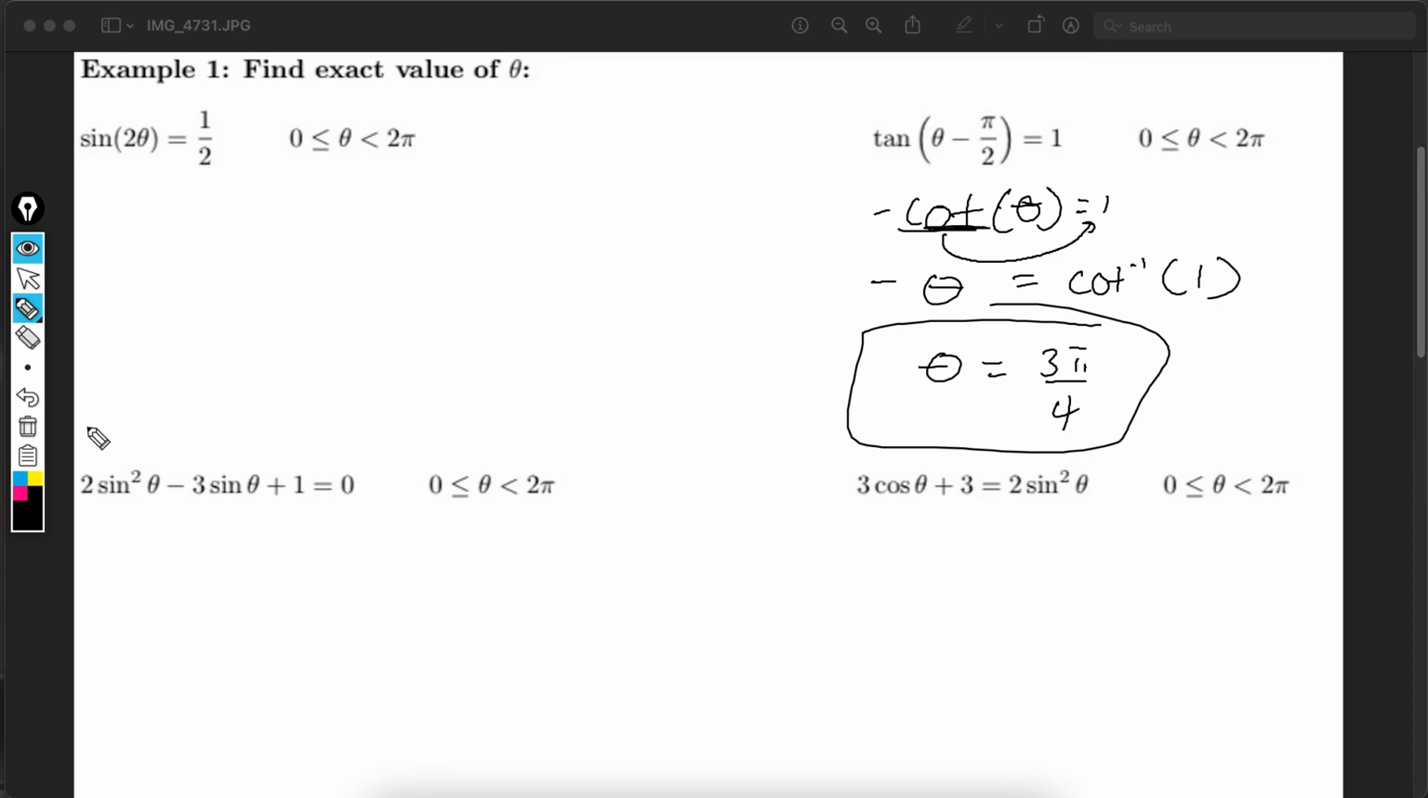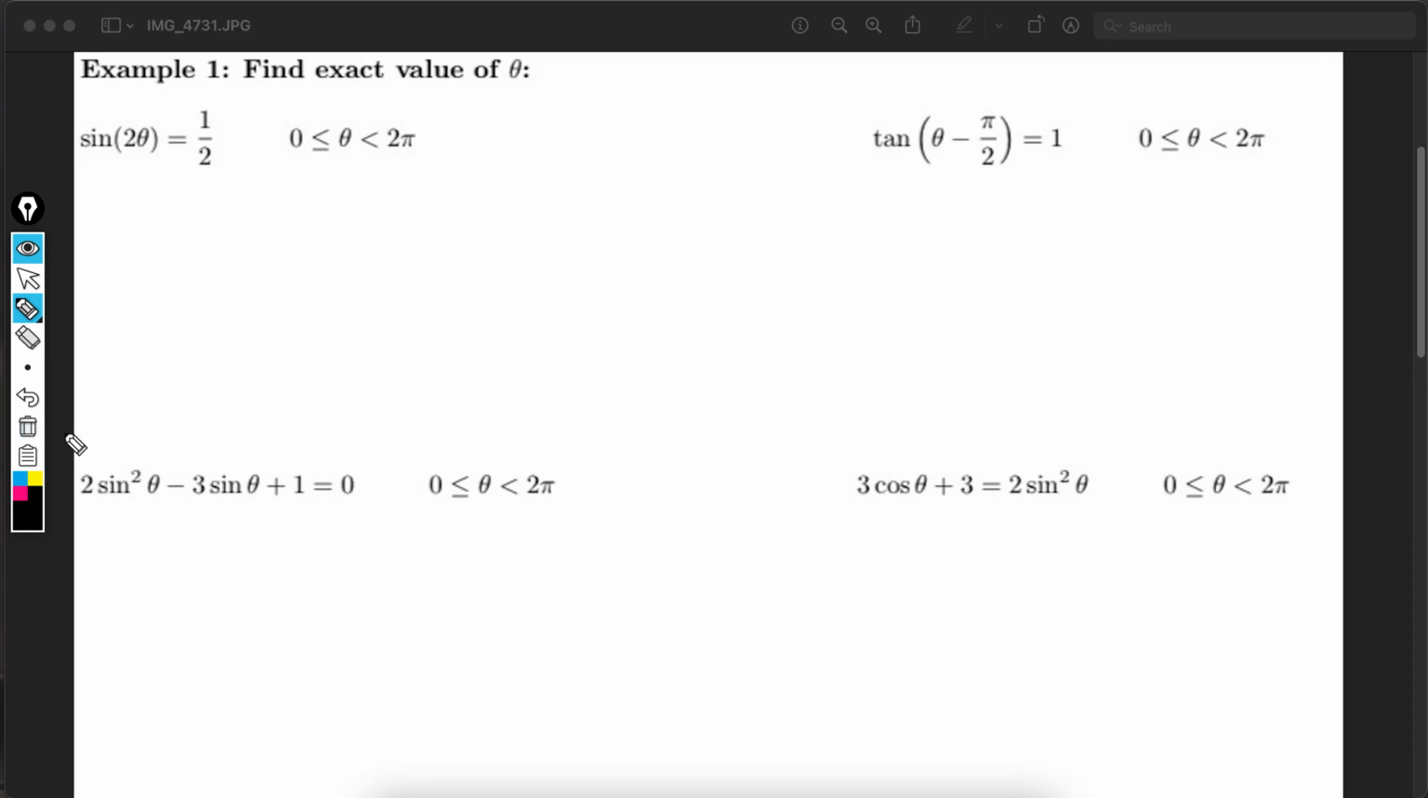I'll tell you how you want to think about it. How do you convert? Every time you see a pi, think of 180. So 3 times 180 divided by 4 will give you the degrees, which in this case is 135 degrees.